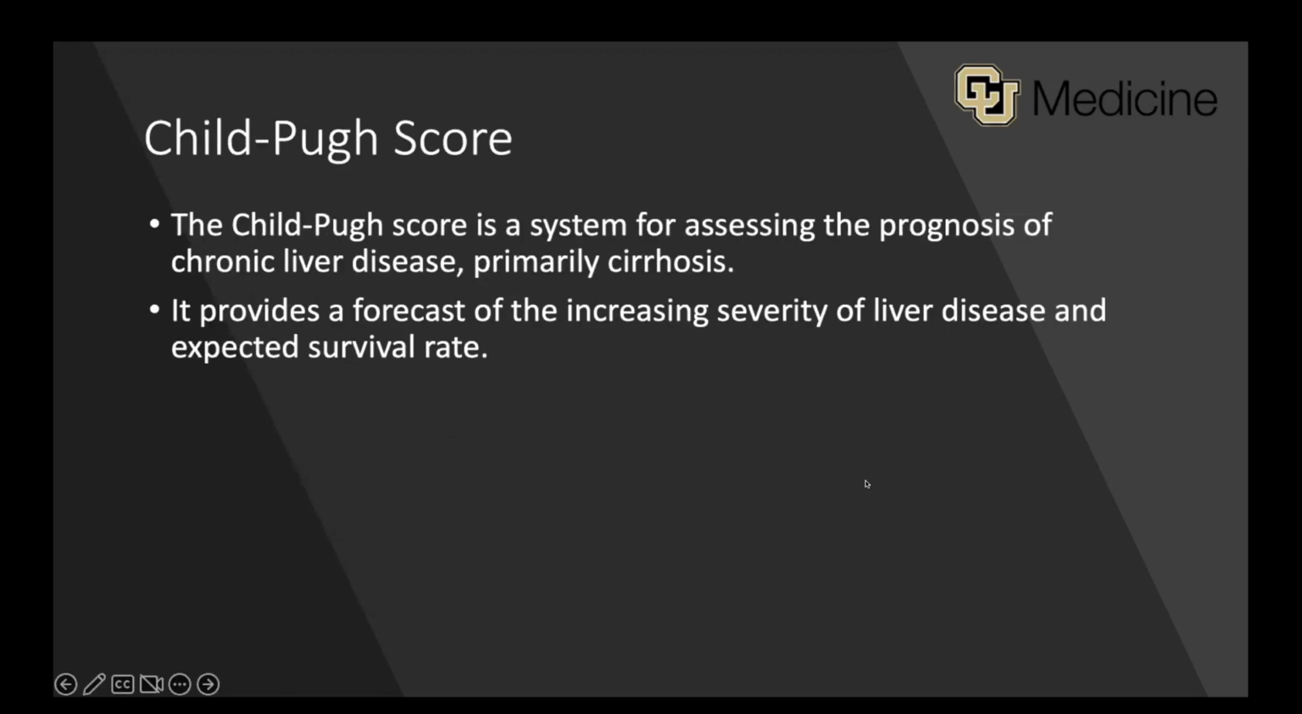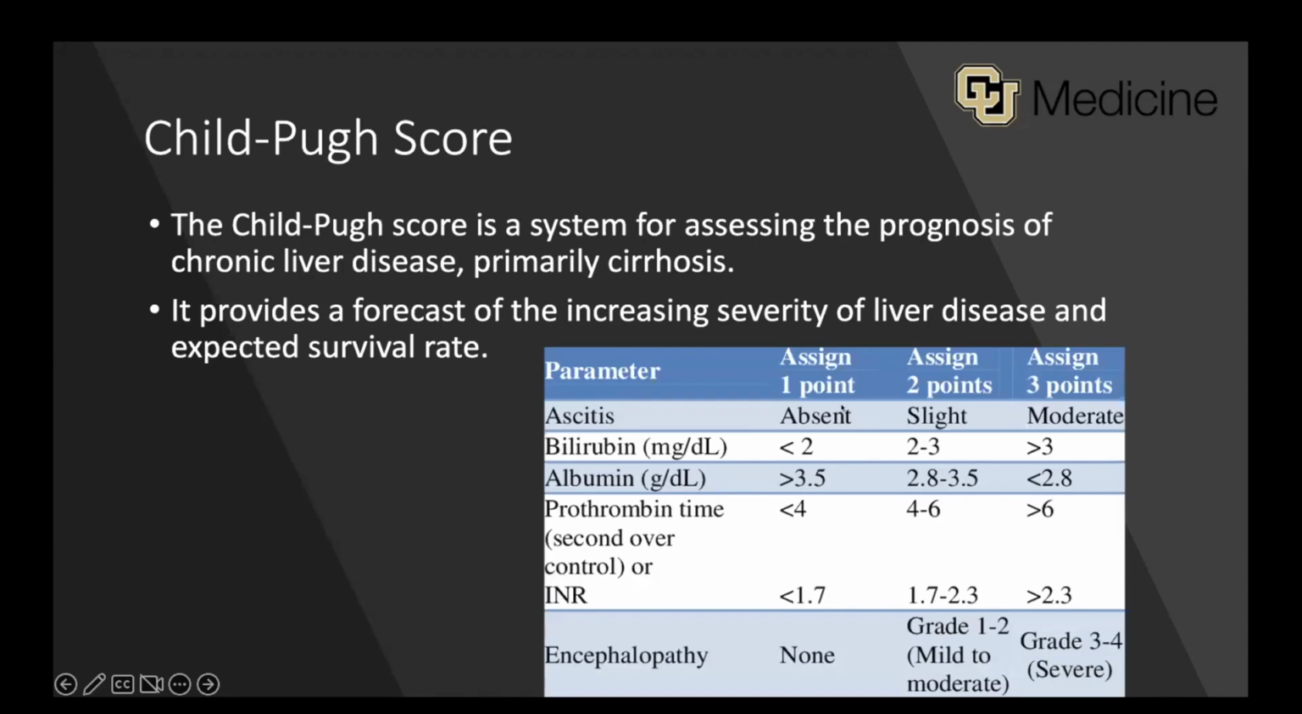The Child-Pugh score is an older scoring system, also known as the Child-Turcotte-Pugh or the Child score. It's a system for assessing the prognosis of chronic liver disease, primarily cirrhosis. It provides a forecast of the increasing severity of liver disease and expected survival rate. As you can see, it's made up of 5 different parameters.